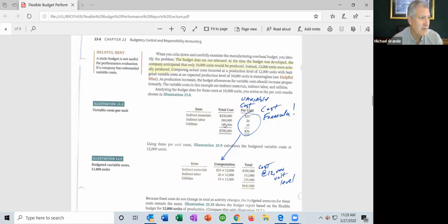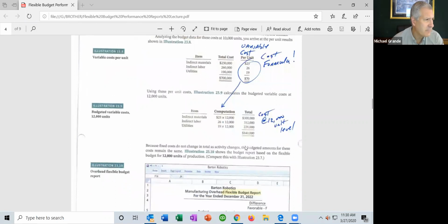Same thing with indirect labor, $260,000 of cost divided by 10,000 units, $26 per unit. Utilities, $190,000 divided by 10,000 units, $19 per unit. So now you have the variable cost per unit. That's the cost formula that you can use to predict cost at what? Any level of activity. And that's what they did here.